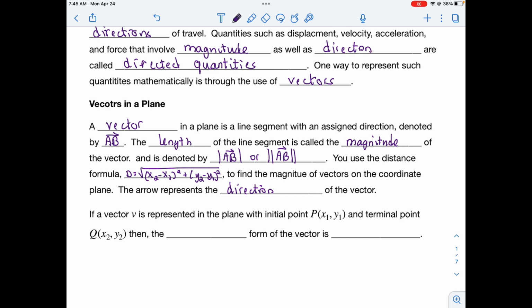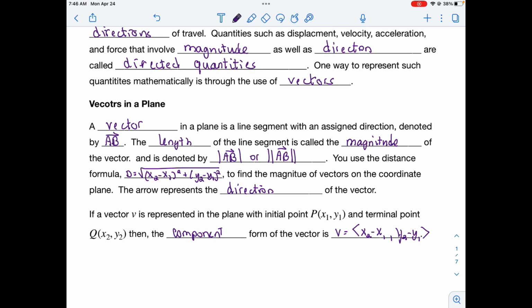So if vector x is represented by the point P, which is (x1, y1), and point Q, which is (x2, y2), then the component form of the vector, which is represented by these angle brackets, is x2 minus x1 as our x component of the vector, and y2 minus y1 as our y component of the vector. This is called the component form of a vector.